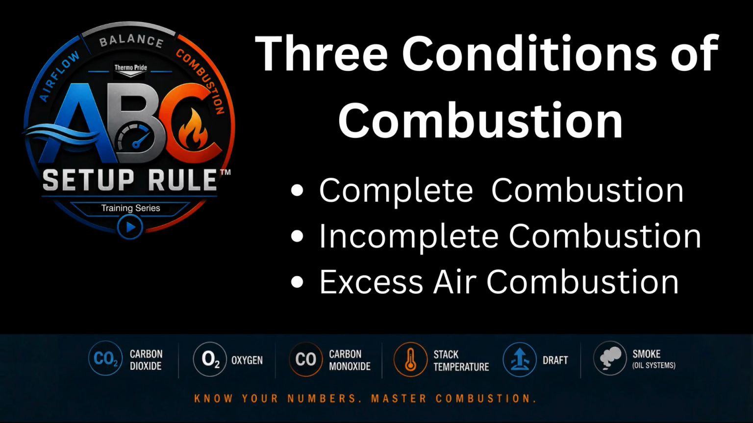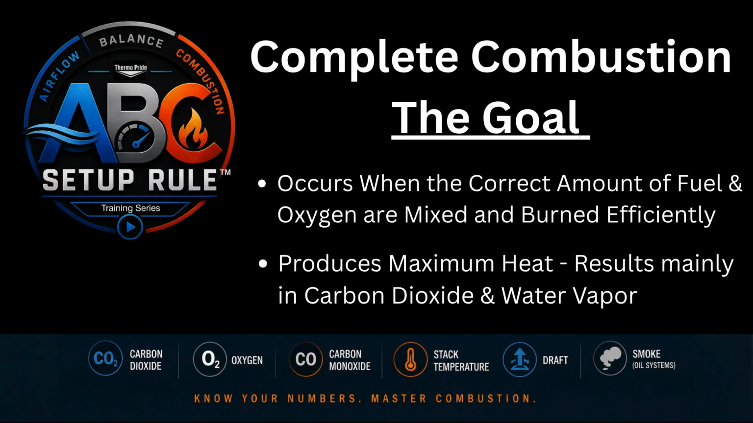Now that we understand what combustion is, let's take a closer look at the types of combustion conditions you can encounter in oil and gas furnaces. There are three basic conditions of combustion: complete combustion, incomplete combustion, and excess air combustion. Complete combustion occurs when the correct amount of fuel and oxygen are mixed and burned efficiently. When this happens, the system produces maximum heat output while generating primarily carbon dioxide and water vapor. This is the goal for every properly operating furnace and the benchmark for safe, efficient performance.